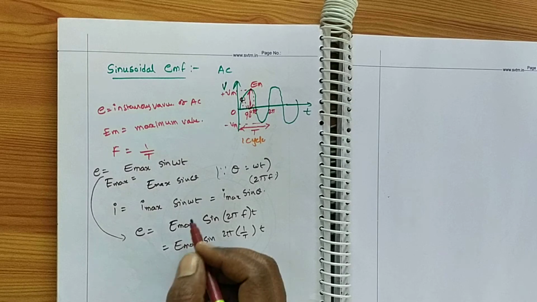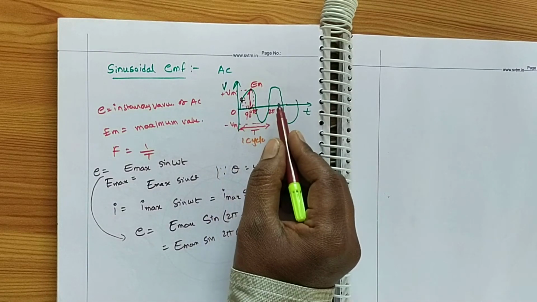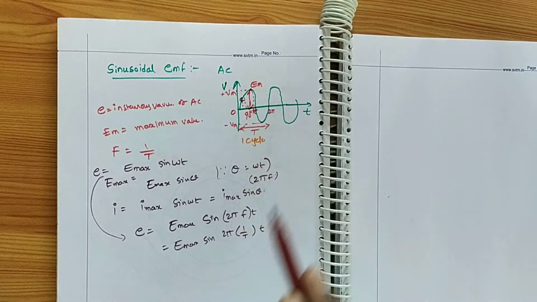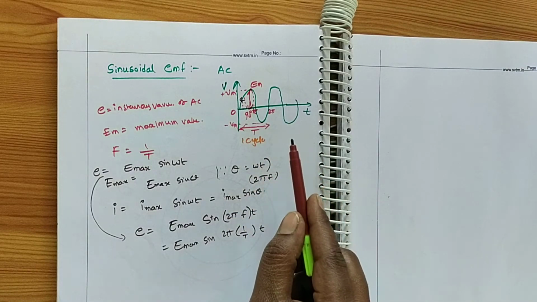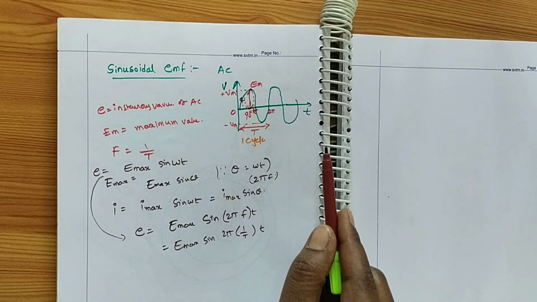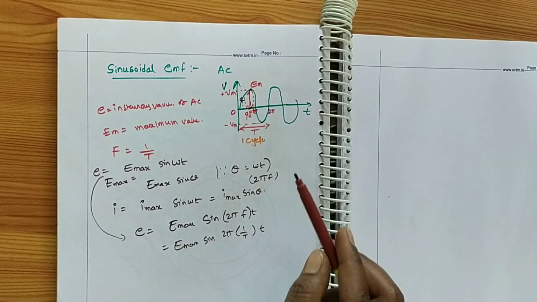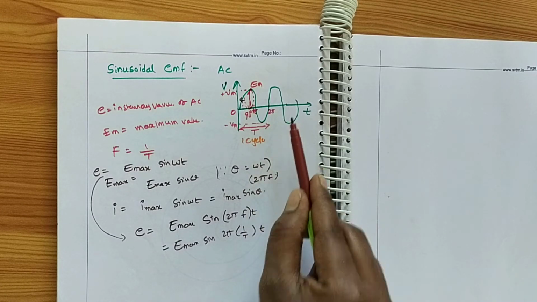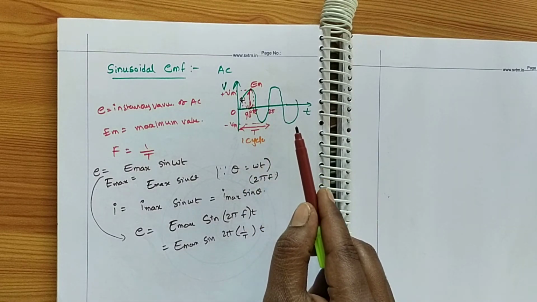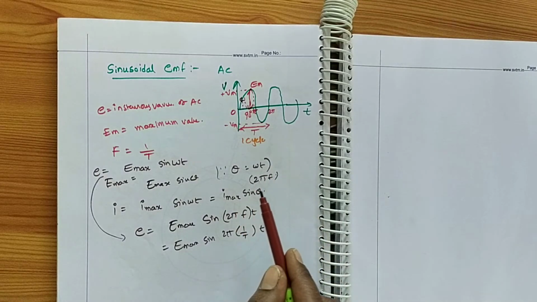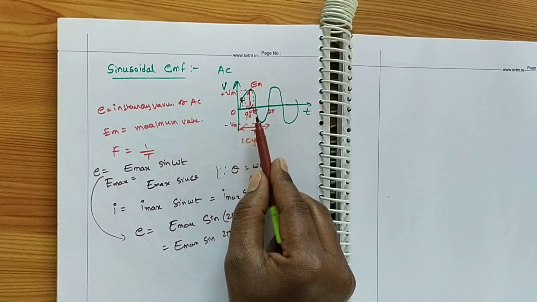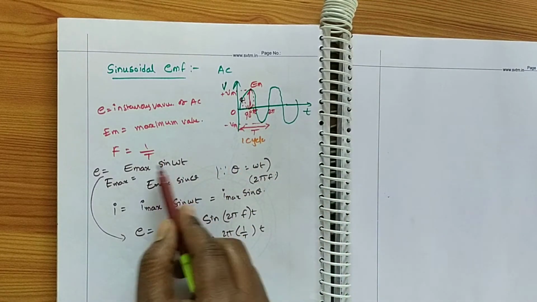A waveform is nothing but the graphical representation of the manner in which the alternating quantity, alternating current or voltage, varies with respect to time. It is known as waveform or wave shape. One complete cycle is considered to calculate frequency.